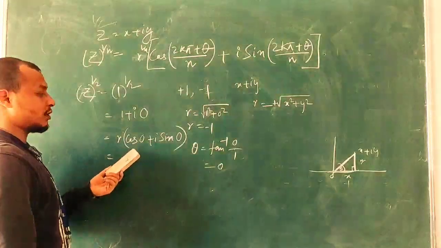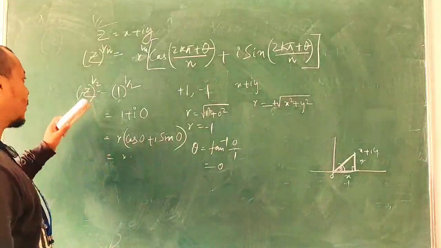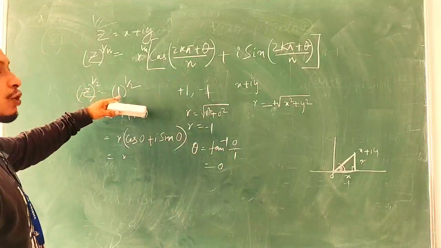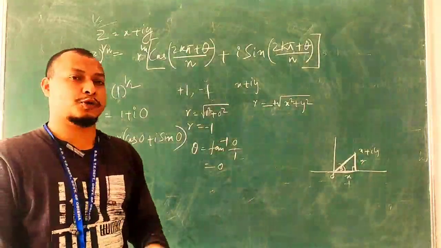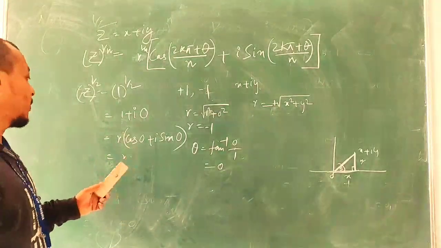So cos 0 is equal to what? 1, sin 0 is equal to 0. So R into 1. But we are asked to find the square root of this unity. Square root means we are supposed to find two roots. Okay? We have got only one root because R is equal to 1.